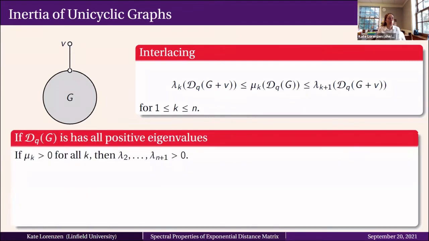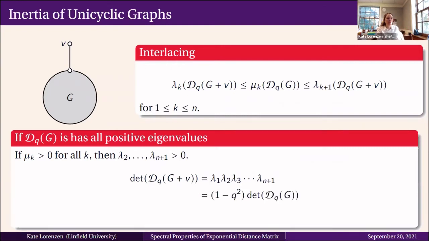So if I assume that my original graph had all positive eigenvalues, then all but 2 of the eigenvalues of the bigger graph are going to be positive. All right, so I only have 1 eigenvalue left to look at. And I'm going to recall that the determinant can be written as the product of all the eigenvalues of the graph. I also know, since I've added a leaf to create this larger graph, that my determinant is equal to 1 minus q squared times the determinant of my original smaller graph.